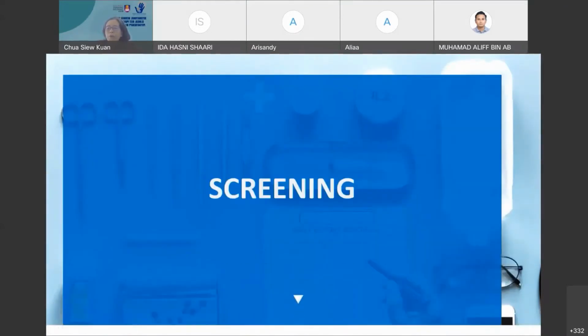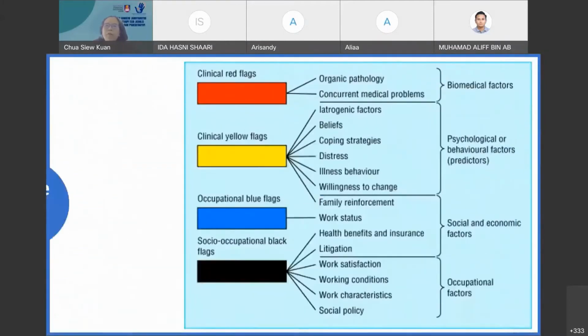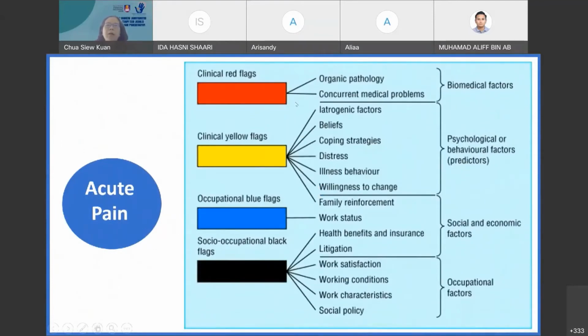So what is the current trend of screening for low back pain? Previously we were advised to screen red flags, yellow flags, or maybe the clinician will do blue flag or social, occupational black flag. Here we highlight what a red flag is. Red flag is usually based on the biomedical factor, that means doctor diagnosis, just like diagnosing spine fractures, spondylolisthesis. So the red flag means we have to screen whether there are contraindications for our therapy treatment or not.